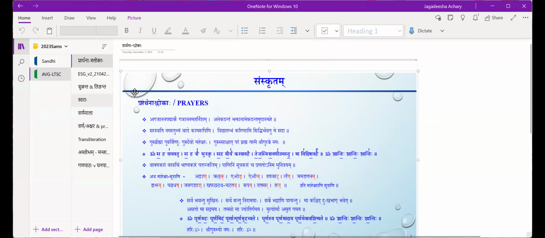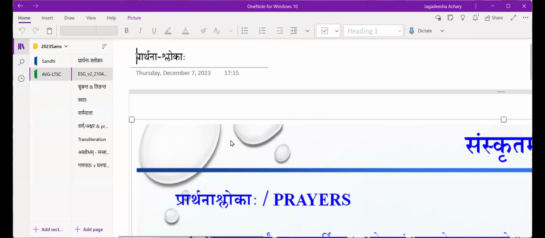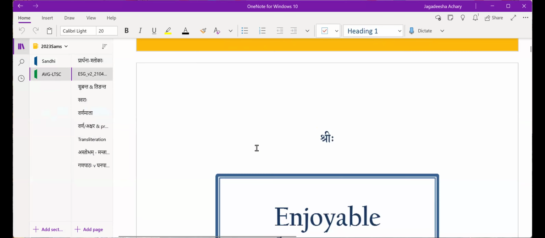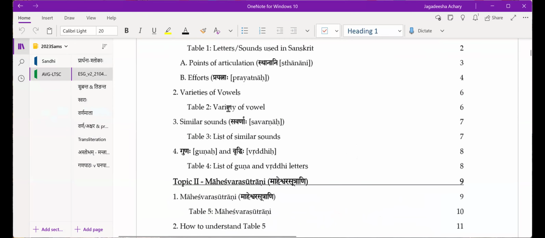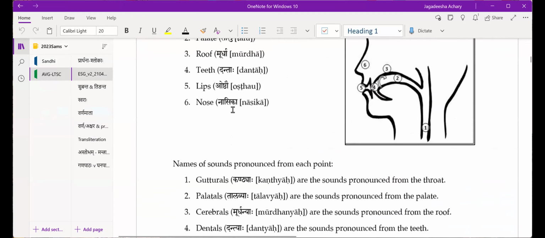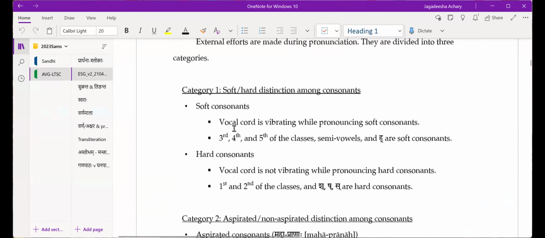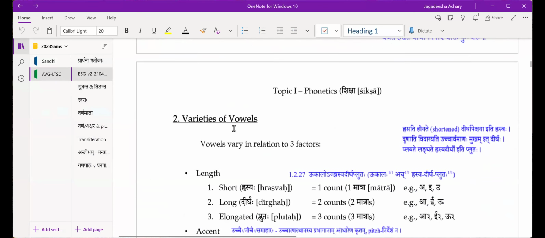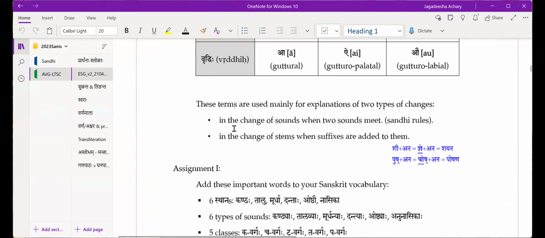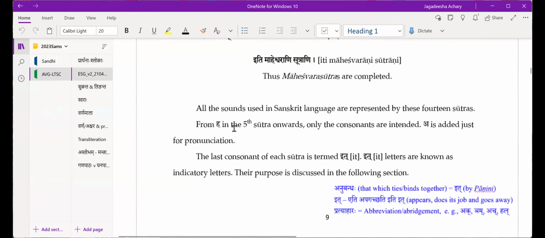Any questions? Let's go back to our text where we stopped. All right. So we were getting.